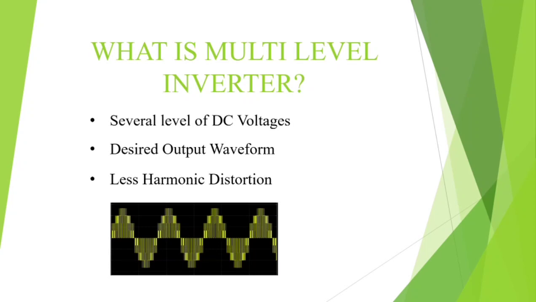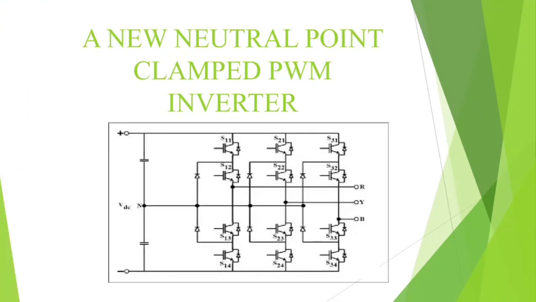There are two types of multi-level inverters. The first one is neutral point clamp PWM inverter. The other one is cascaded H-bridge inverter. In this, we will discuss neutral point clamp PWM inverter. A new neutral point clamp PWM inverter is a topology that is used in the multi-level inverter. This figure represents the schematic diagram of a new neutral point clamp PWM inverter which produces three-phase output voltage with three levels.